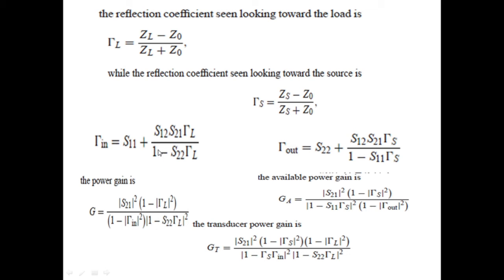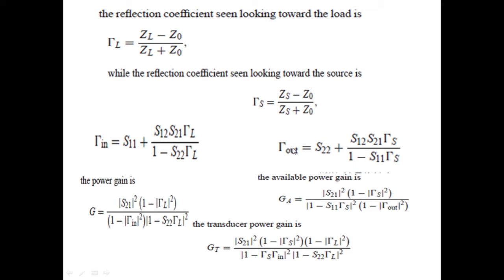For example, take S12. Here, the 1 represents the reflected wave from port 1 and the 2 represents the incident wave from port 2. That is the relation, output versus input, that is, reflected versus incident, at port 1 or port 2. The notation represents that.